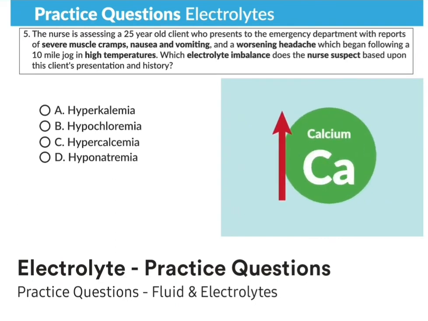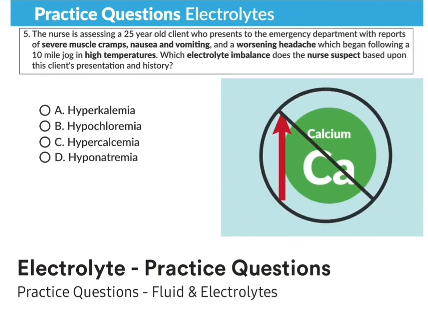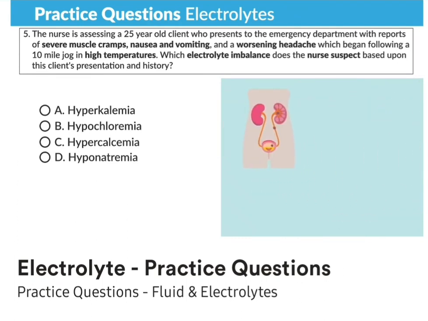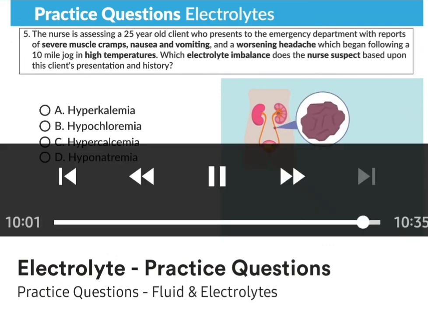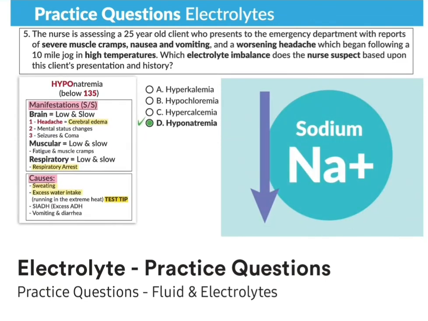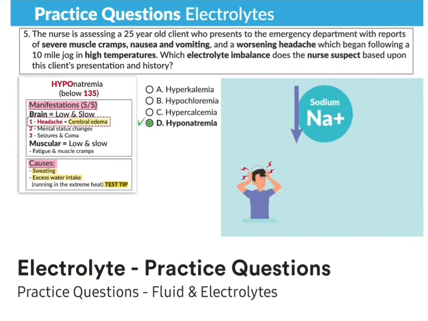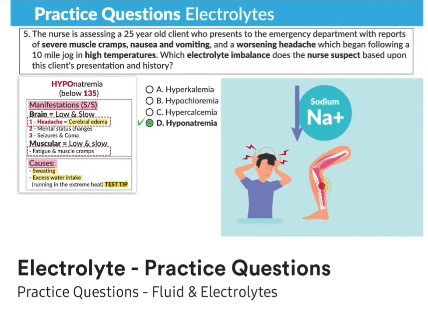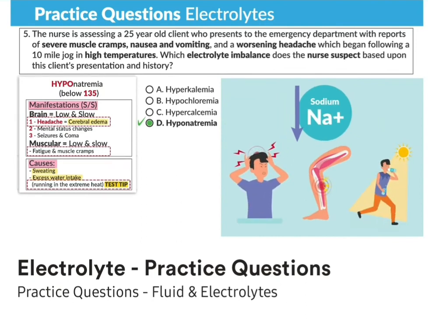Now next is hypercalcemia. No, this is incorrect because we would expect high calm inside the body with stones, moans, and groans, specifically kidney stones and constipation. Now D is the most correct here based on the key terms. So headache and severe muscle cramps, along with jogging in extreme heat, which gives it away that it should be low sodium, that hyponatremia.